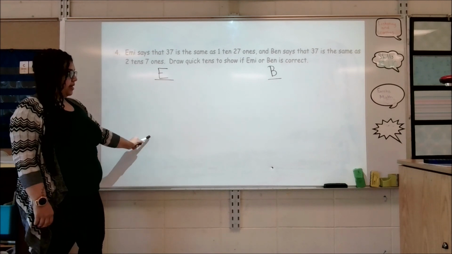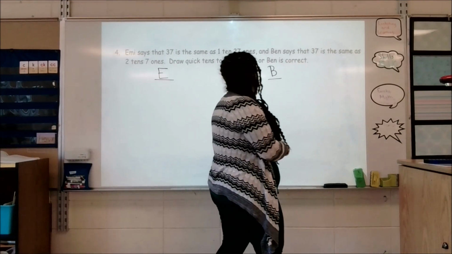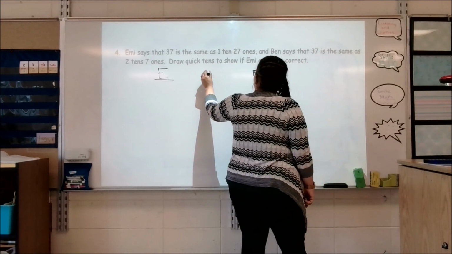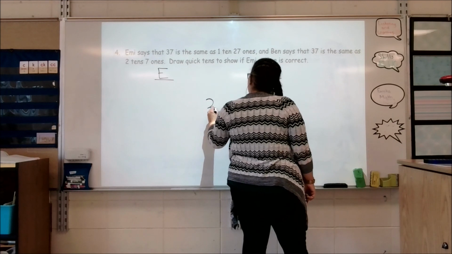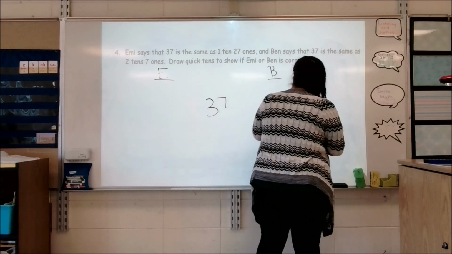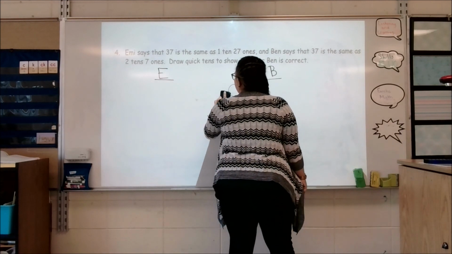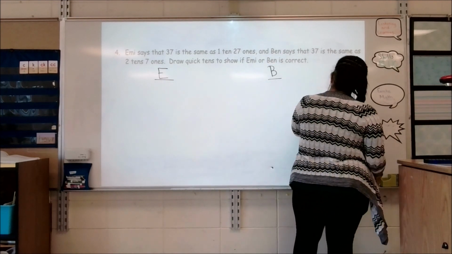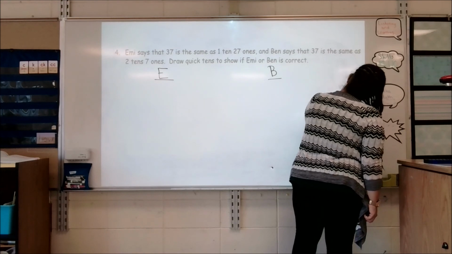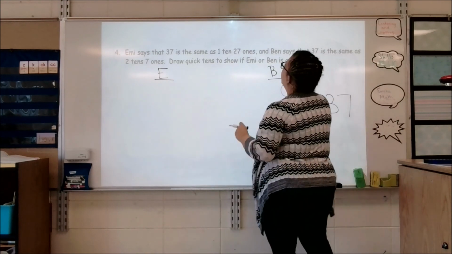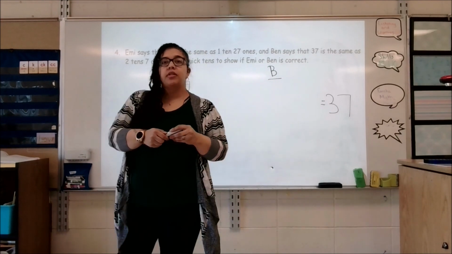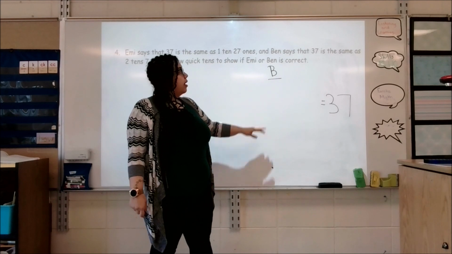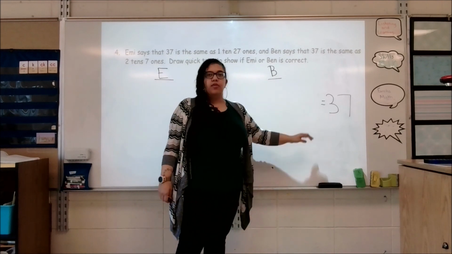Okay, so we know that Emmy did something. We know that Ben did something. We know that both of them have a goal of 37. I don't want to put it in the middle. Pause, stop. Don't put it in the middle. Put it to the side. So we're trying to find out if what Emmy believes is true equals 37, or if what Ben believes is true is equal to 37.